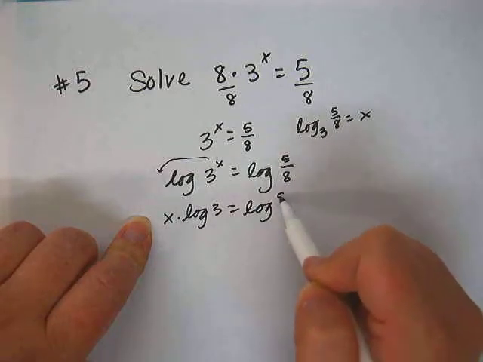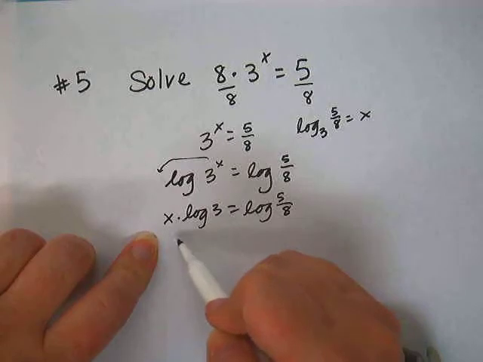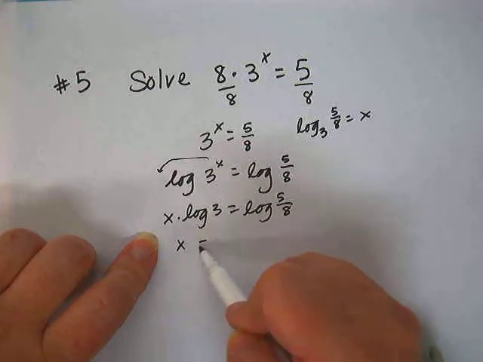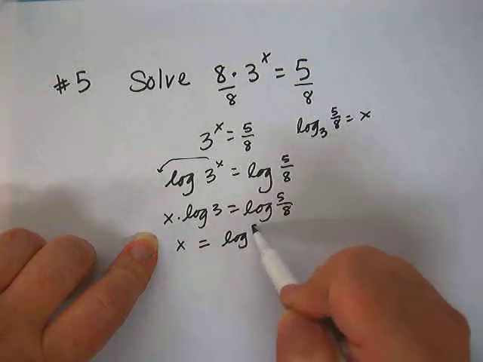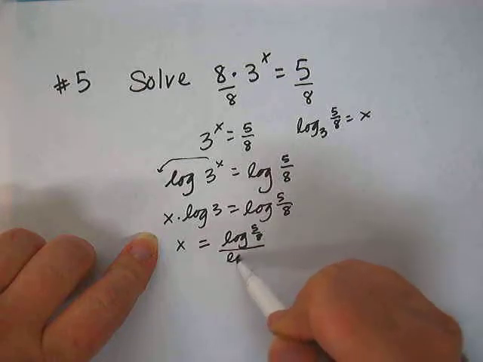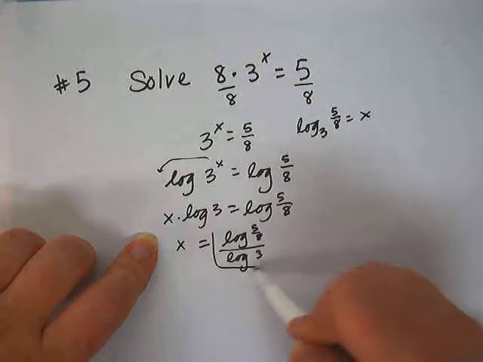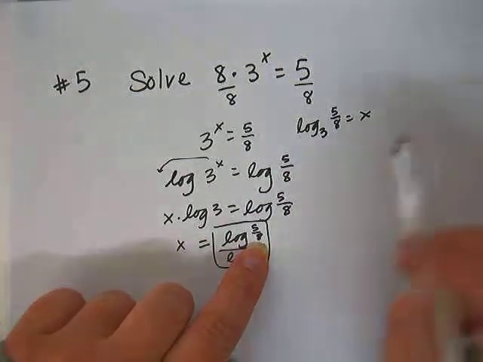Okay, so now just like our last problem, the x moves out here, so we have x times the log of 3, and so then we can divide. So we have x equals log of 5/8 divided by log of 3. That's another way to leave the exact answer.